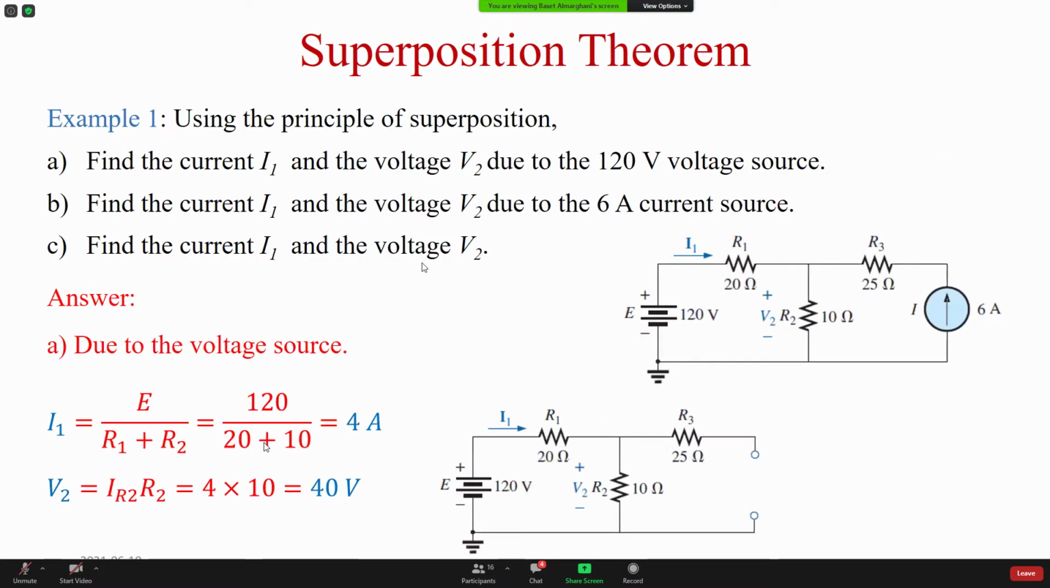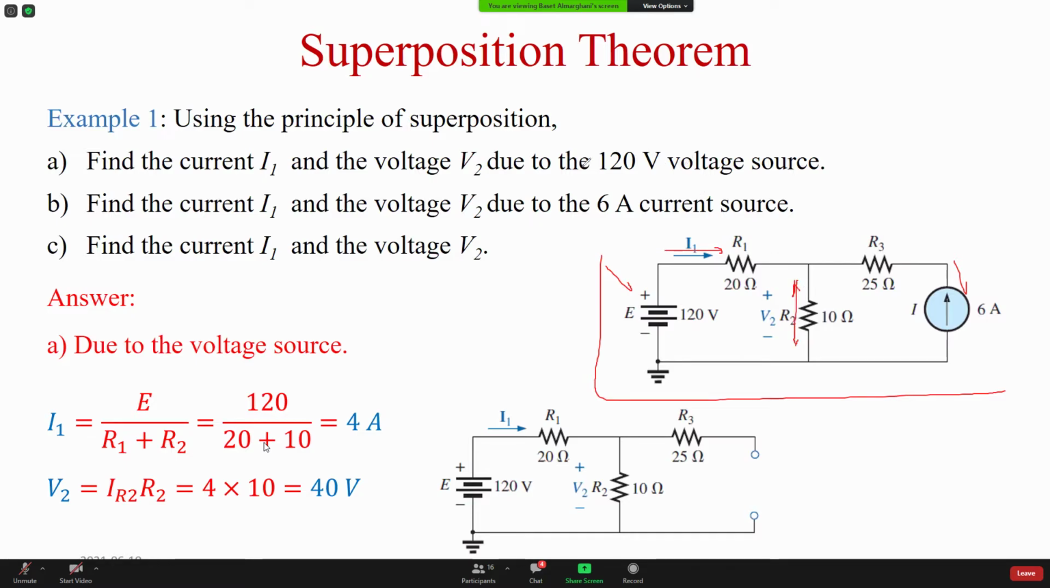Here's a question. This is the circuit. How many sources do we have? Two sources. This is one, this is one. They're saying find the current I1 and V2 because of the first source, the voltage source. So they want the current here and the voltage across this one.